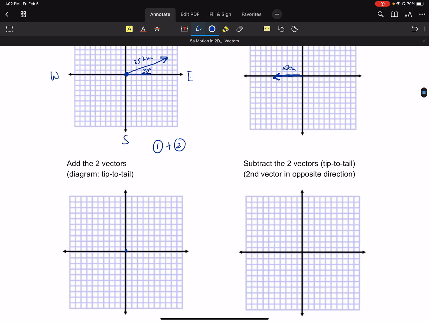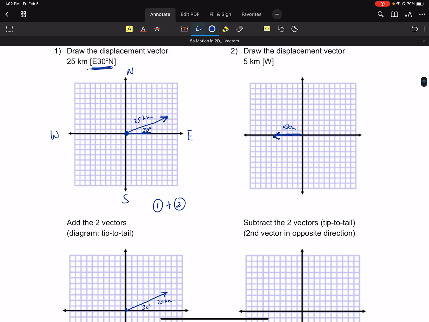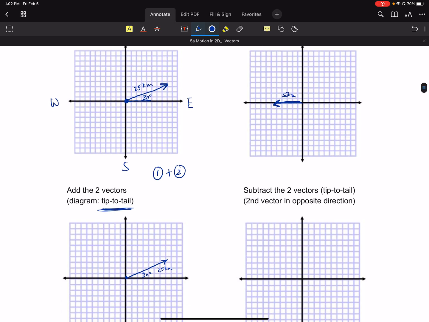So the first thing is we're going to start off from the origin and draw our first vector. There's our first vector. That's our 30 degrees right there. Okay, so this is 25 kilometers. Now I have to take my second vector, which is going straight across to the west. I have to take the tail end of that and attach it to the tip end of my first one. So when you're adding vectors, you're adding them tip to tail. Then you're going to go from the tip part here, and go straight across 5 units. 1, 2, 3, 4, 5.